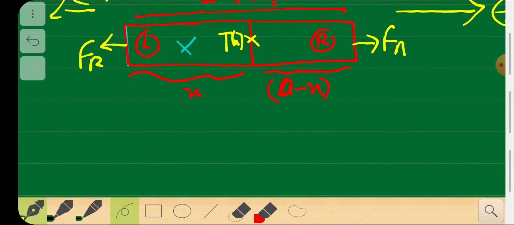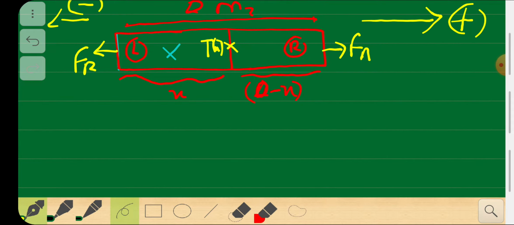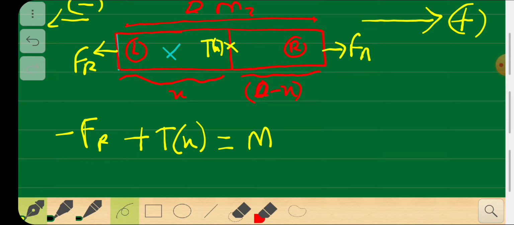Now I can write down the equation for the left part. Fr is in the negative direction, so I'm writing minus Fr, the reaction force, plus T of x, the tension, must be equal to m of the left part times a of the left part, right? It's very simple. Now I'm going to find out what ml is, the mass of the left part.